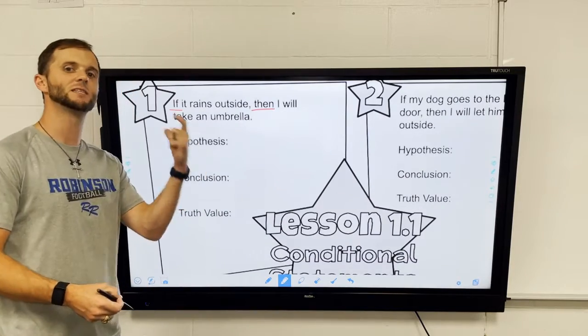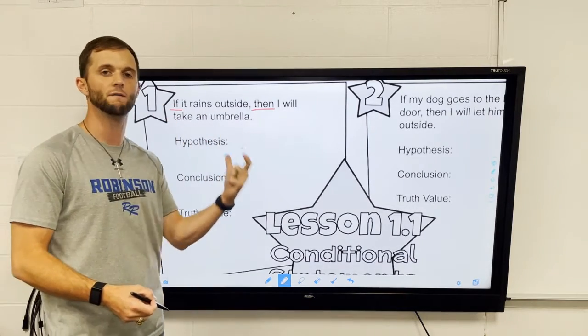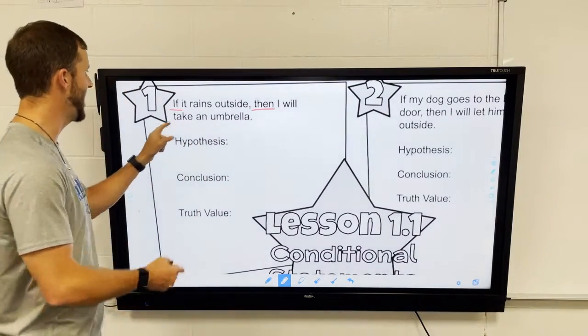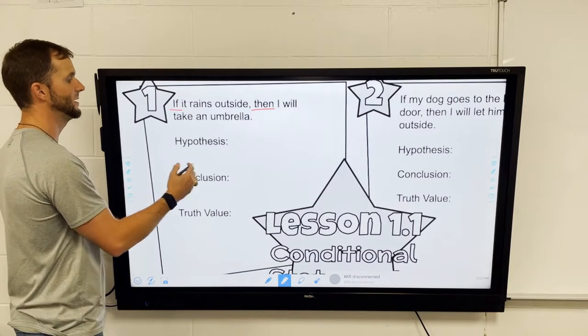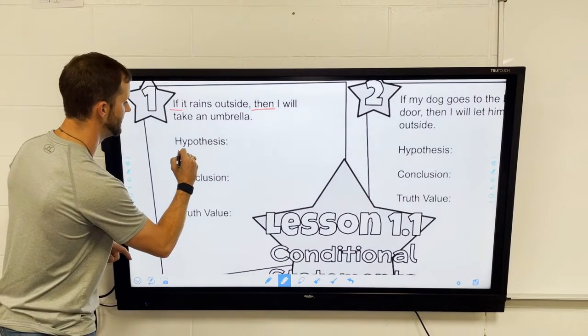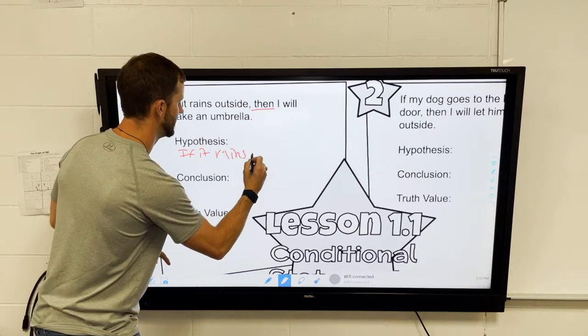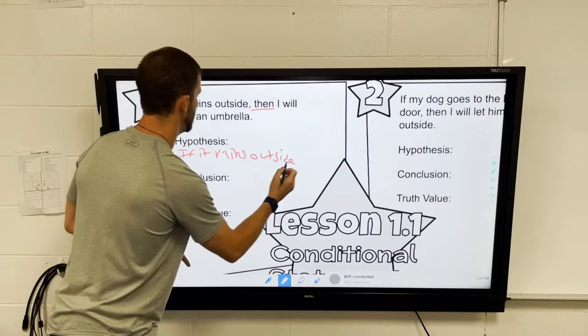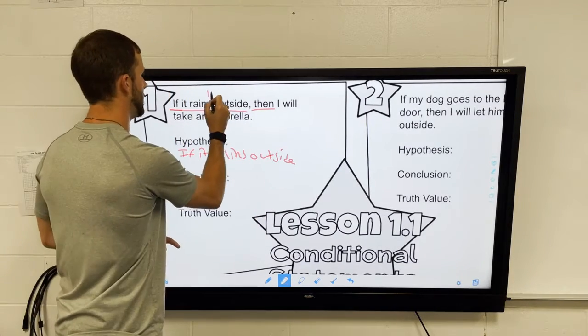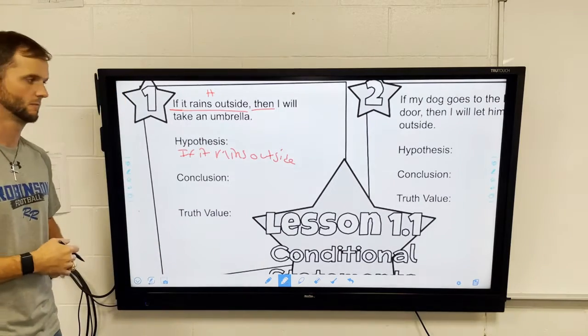So the first thing we're going to point out is specifically what is my hypothesis. The hypothesis is always the first part of the conditional, so it comes after the if. That means the hypothesis is going to be, if it rains outside. So remember, the first part of your sentence is always going to be your hypothesis.